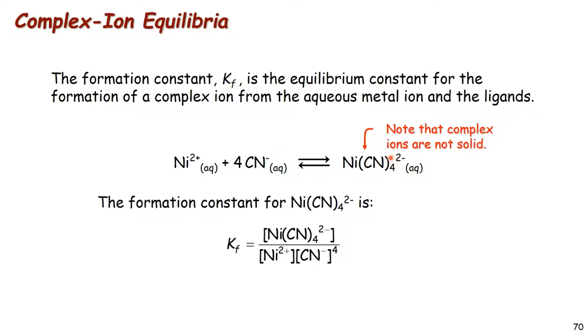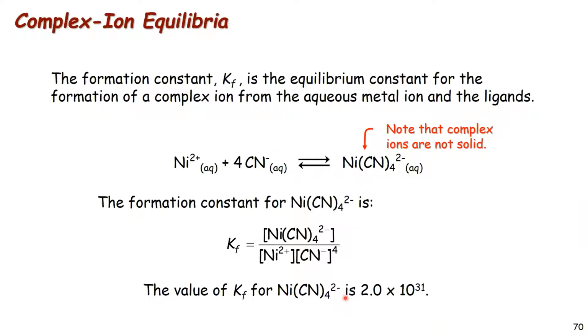So the formation constant expression, the KF, is going to be equal to the products, each raised to the coefficient in the balanced chemical equation, divided by the reactants, each raised to the coefficient in the balanced chemical equation, so nickel to the first and cyanide to the fourth, just like we've seen in chapter 15. Okay, and the KF for the nickel cyanide complex ion is 2.0 times 10 to the 31.